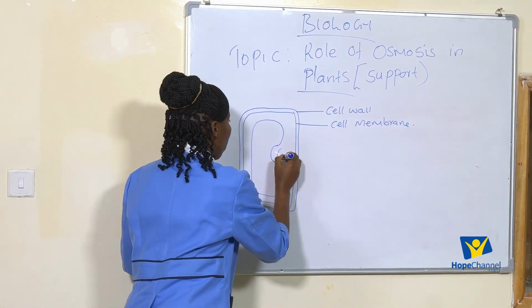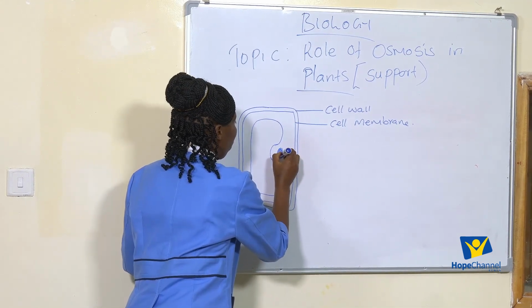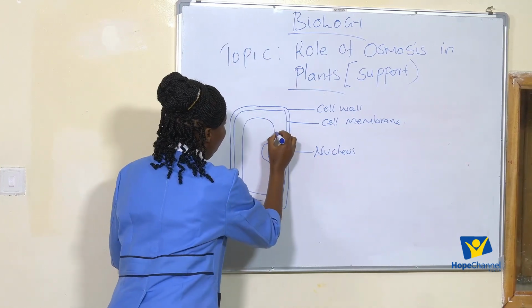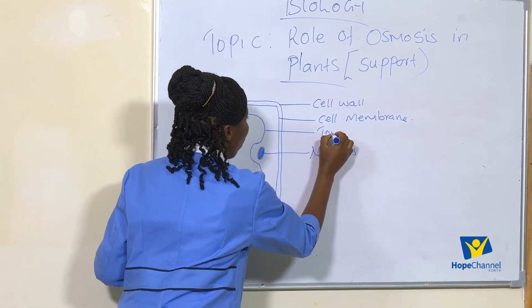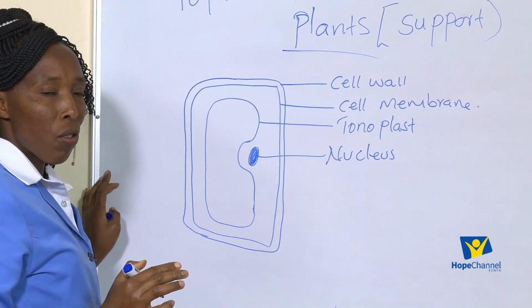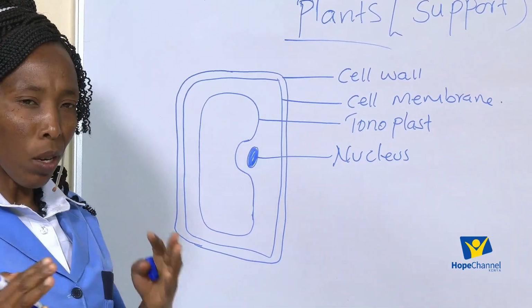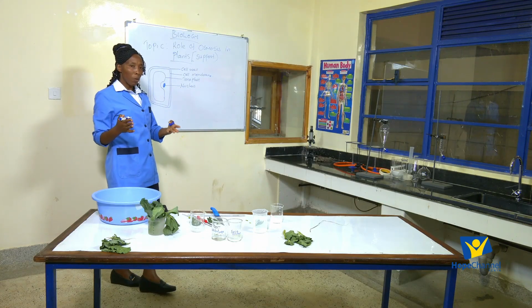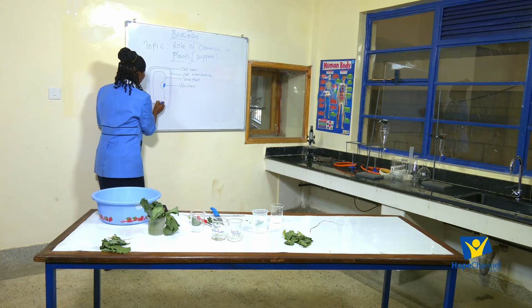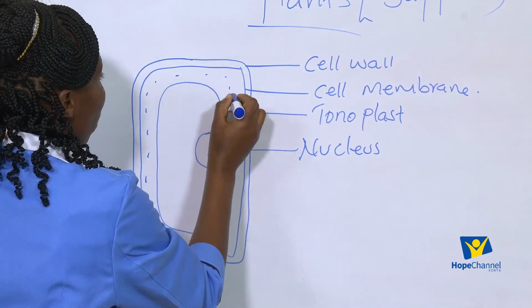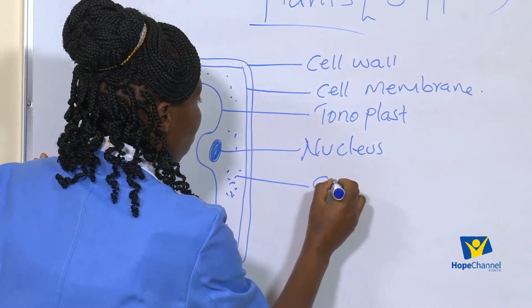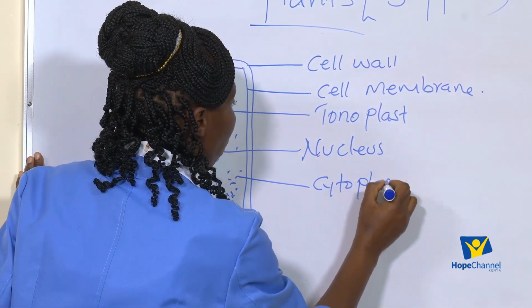And probably this is where we have the nucleus. Okay, let me say this is the nucleus. Then we have another membrane we call the tonoplast. Remember, I'm trying to draw the structure of a plant cell so that we are able to understand what is happening with these plants. So inside here, this is where we have the cytoplasm. And remember, in the cytoplasm, this is where we have cell organelles. So this is the cytoplasm.